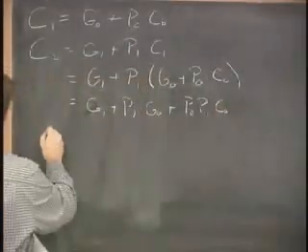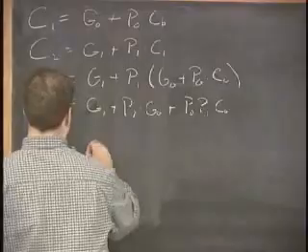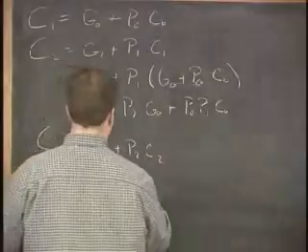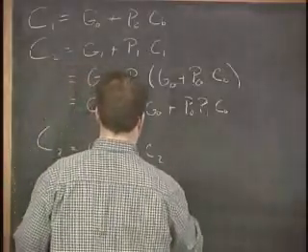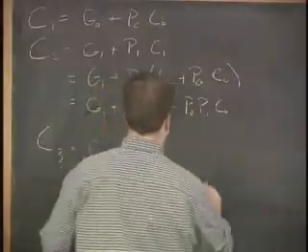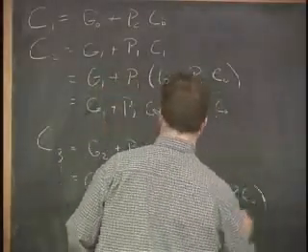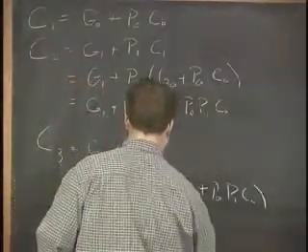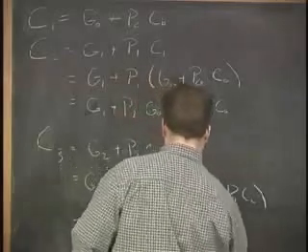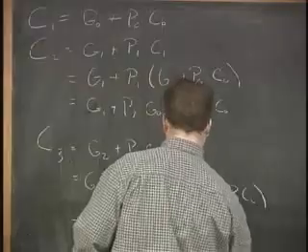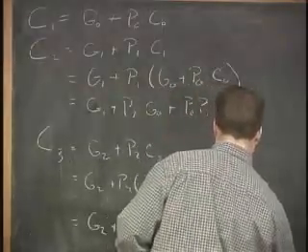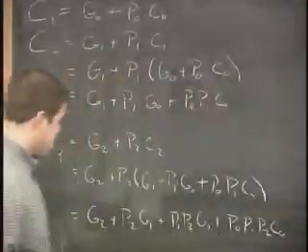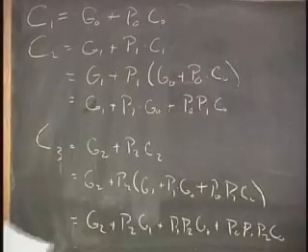Okay. And then if we do one more, C3 equals G2 plus P2 C2, which equals G2 plus P2 times G1 plus P1 times G0 plus P0 P1 C0, which equals finally G2 plus P2 G1 plus P1 P2 G0 plus P0 P1 P2 C0. So as we can see, we can go ahead and write this recursively.